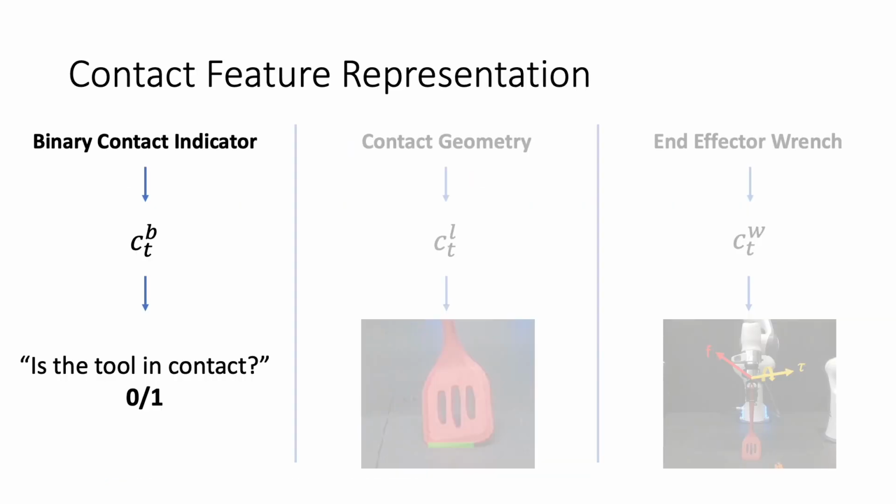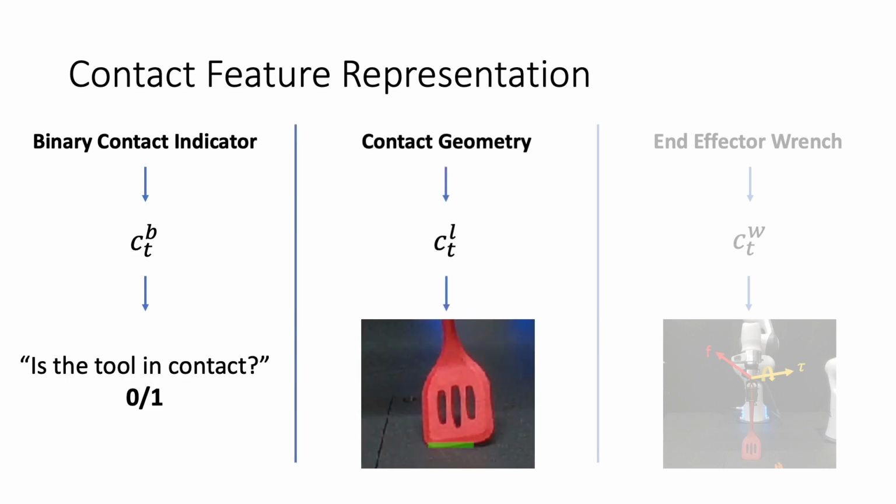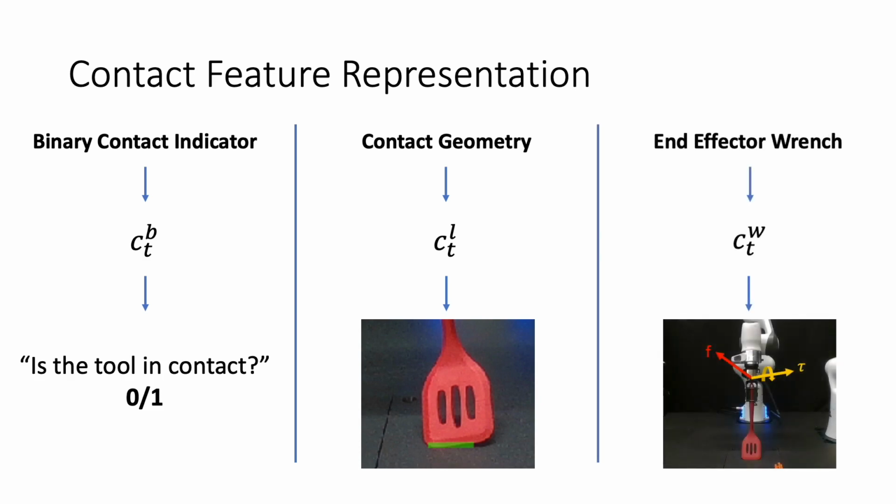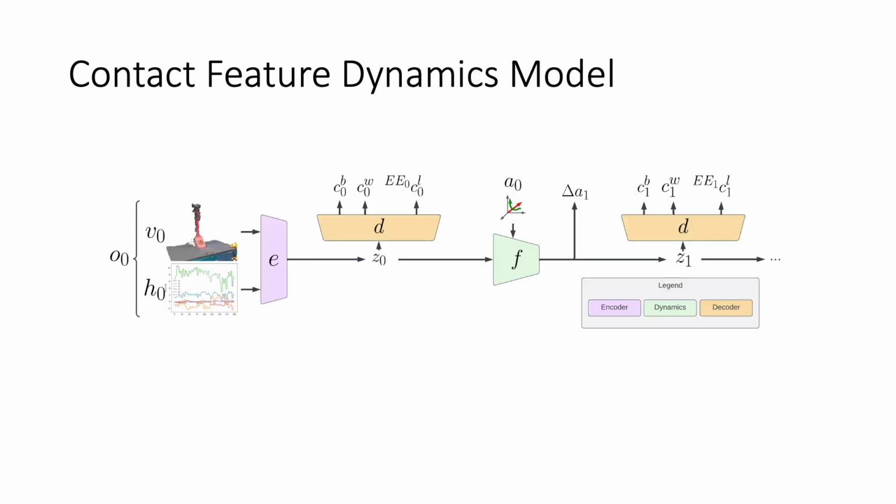At the core of our method is a novel contact feature representation. We represent the contact first with a binary contact indicator, which represents whether the tool is in contact. Next, we have a contact geometry. We assume the geometry is a line in 3D space that describes the contact between the tool and environment. The contact geometry term is only active if the system is in contact. Finally, we have the wrench at the end effector of the robot.